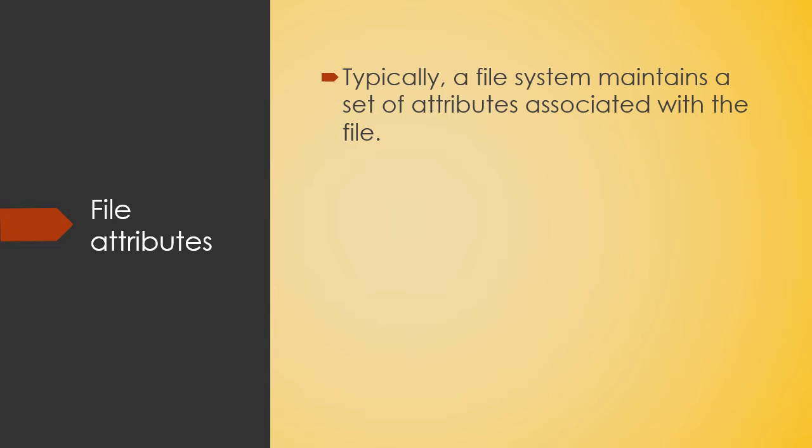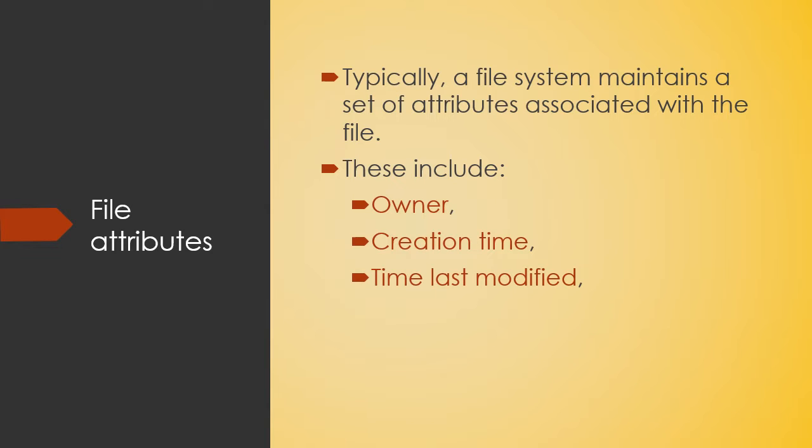File attributes. Typically, a file system maintains a set of attributes with the file. These include owner, creation time, time last modified, access privileges, and so on.